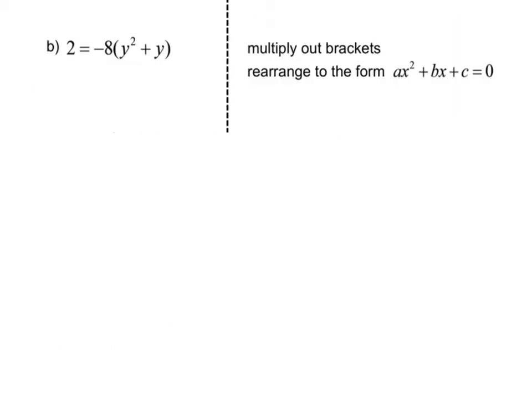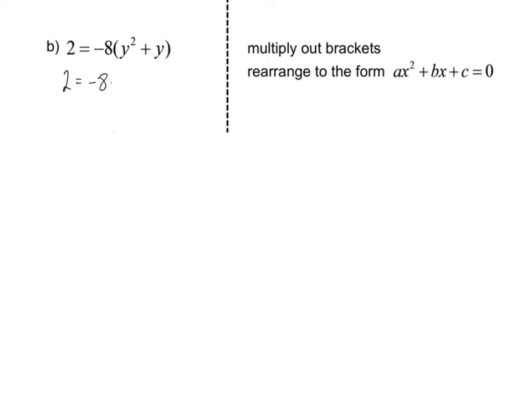I'll now try example B, where we have to first of all make sure we rearrange to get into this form. Now, because it's clearly not in standard quadratic form, we have these brackets to multiply out, so we can do that first, and then we'll start to bring everything across to one side, so we have it in this form. You'll notice here the variable is y. That shouldn't make any difference, it's still a quadratic equation. So multiply out the brackets first.